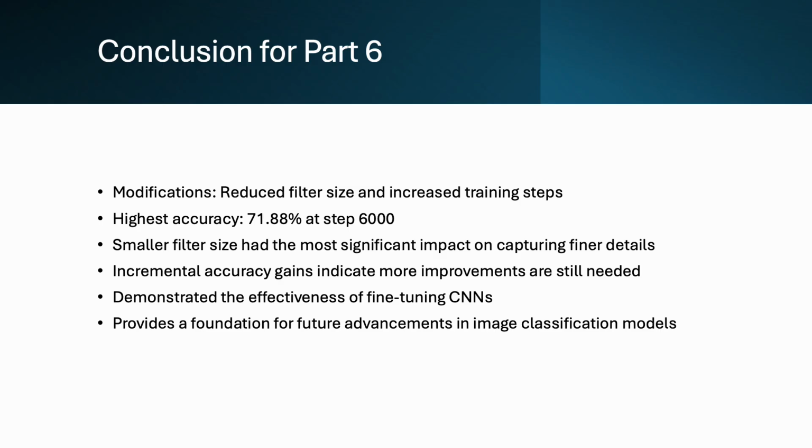Conclusion for Part 6. For Part 6, the last part of the project, by modifying the filter size and increasing the training steps, I was able to successfully improve the CNN's accuracy on CIFAR 10. The highest recorded accuracy was during step 6,000, and it was 71.88%.